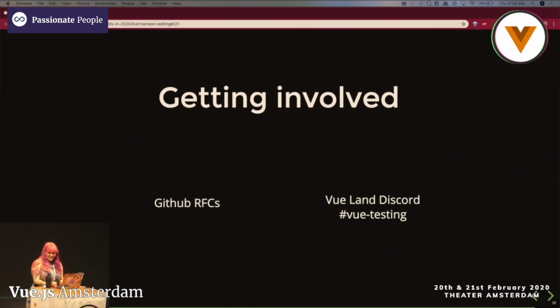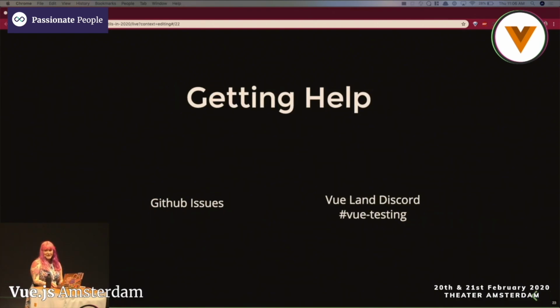So that's it. For getting involved, we're probably going to start posting RFCs to have these discussions more openly than just in Discord. And please come to the VueLand Discord if you have any questions or ideas. For getting help, if you have a specific error that's throwing a stack trace, obviously put it in GitHub issues. But if you have something kind of soft that you want to work through, please come to the Discord, and you can reliably get help. Yeah, that's it.